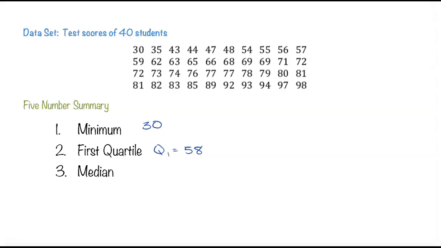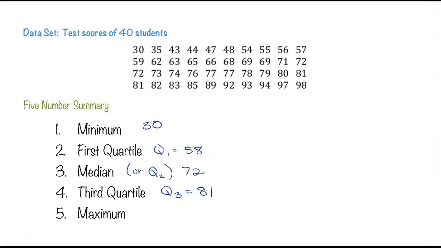Third is the median, which is equivalent to the second quartile, and we found this to be equal to the score of 72. Fourth, we have the third quartile, or Q3, and in our example we found that this was equal to 81. And the last number in our 5-number summary is the maximum value, which is the largest data value in the set. For our example, this is simply the score of 98, the highest test score.